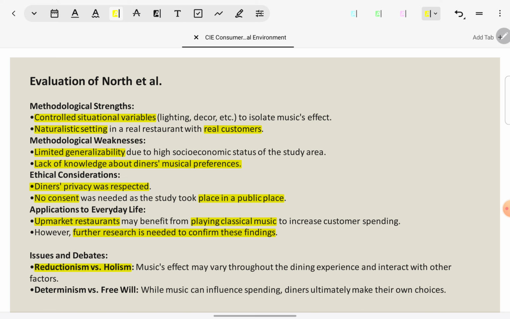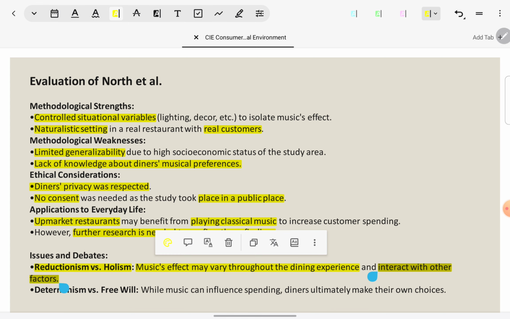Coming to issues and debates, reductionism versus holism. Music's effect can vary in the dining experience. So this is pretty reductionist, we can say. Just assuming that one type of music played throughout, and dining can take quite some time. So just one type of music, and music by itself can increase people's spending and nothing else. People's preferences can change through the time that they're dining also. That's what they're trying to say.